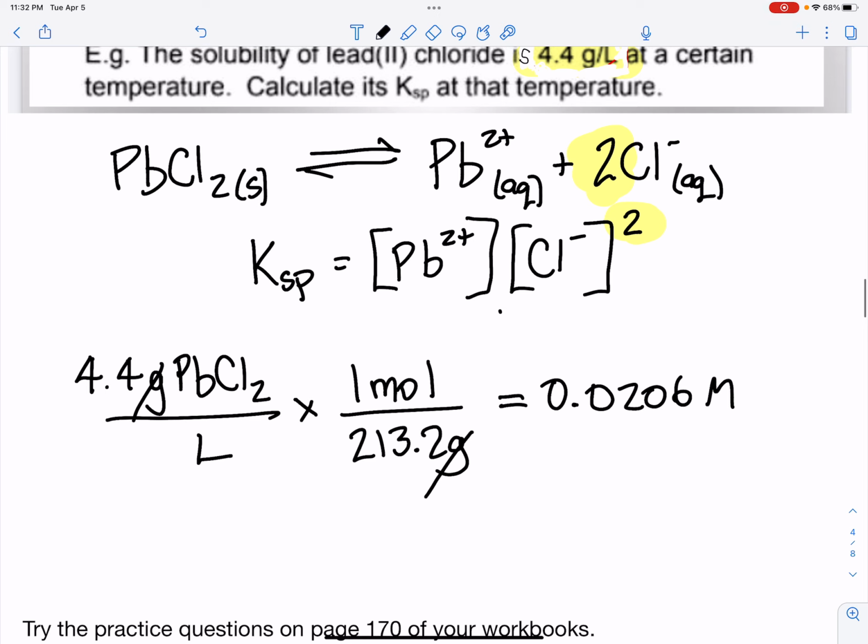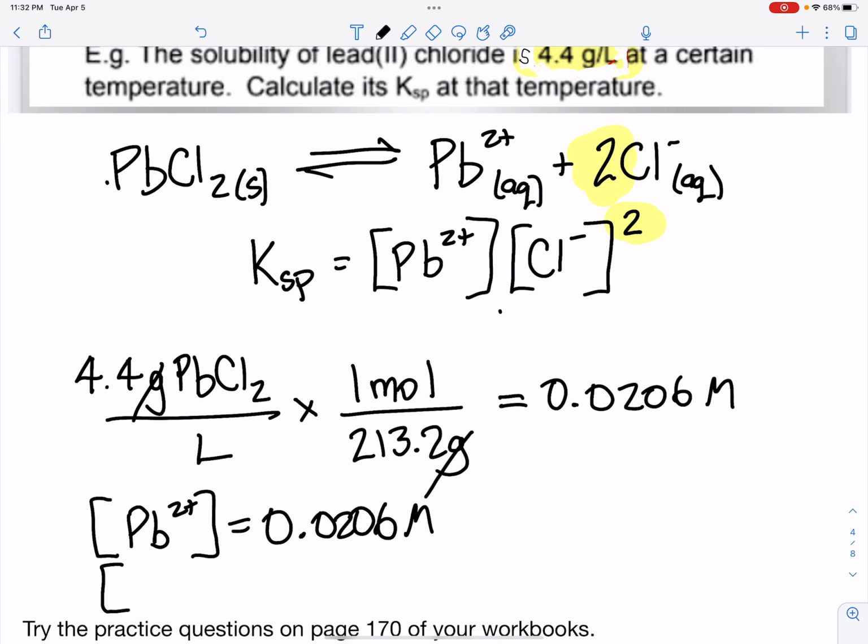Now, this is the concentration of PbCl2. You'll notice that I've got a 1-to-1 ratio with the lead ion, so my concentration of lead ions in that solution is going to be 0.0206. But with the chlorine, it's double that because of that 2 coefficient. So I'm going to take that times 2: 0.0206 multiplied by 2 gives me 0.04128. I'm not rounding in my calculator, so that's why I get something slightly different.